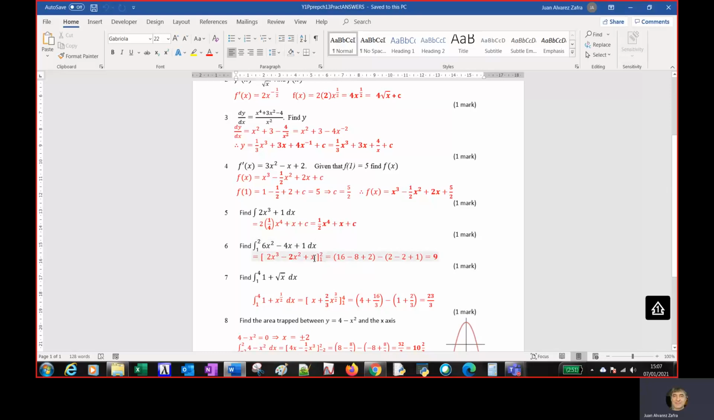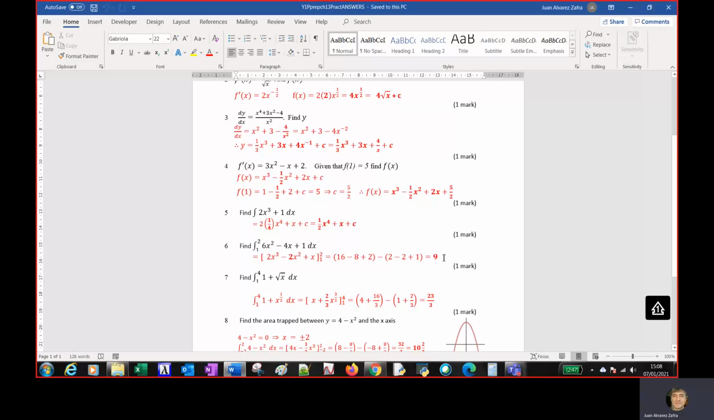Now we substitute into the square brackets x being 2, so we get 2 times 2 cubed, which is 16, minus 2 times 2 squared, which is 8, plus 2, which is 2. We work that out. Then we subtract, substituting in 1, which gives us 2 times 1 cubed minus 2 times 1 squared plus 1. And if we work all that out, being careful with the brackets, we get 9.